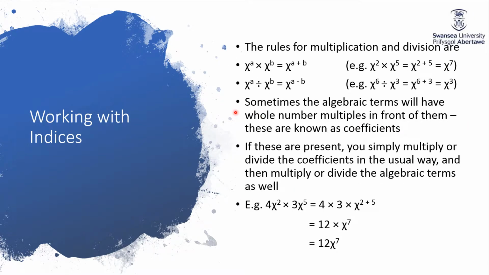Now, that last sentence may not have made that much sense to you, so here we have an example: 4 x squared by 3 x to the power of 5. So we can simply multiply the 4 and 3 together and add the indices of the x's, so 2 plus 5 in this case. And that gives us 12 times x to the power of 7, which is the same as writing 12 x to the power of 7.